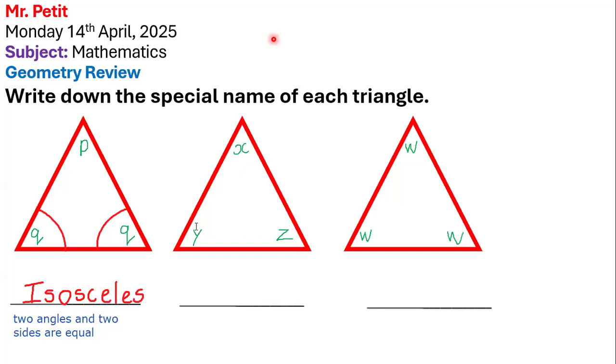Very good. So X, Y, and Z, let me explain it right, because y'all are not explaining it right. X, Y, and Z means that the angles are different, right? And since the angles are different, the sides are also going to be different. If you have a triangle where the angles and the sides are different, then you're dealing with a scalene triangle. So the answer is going to be scalene.